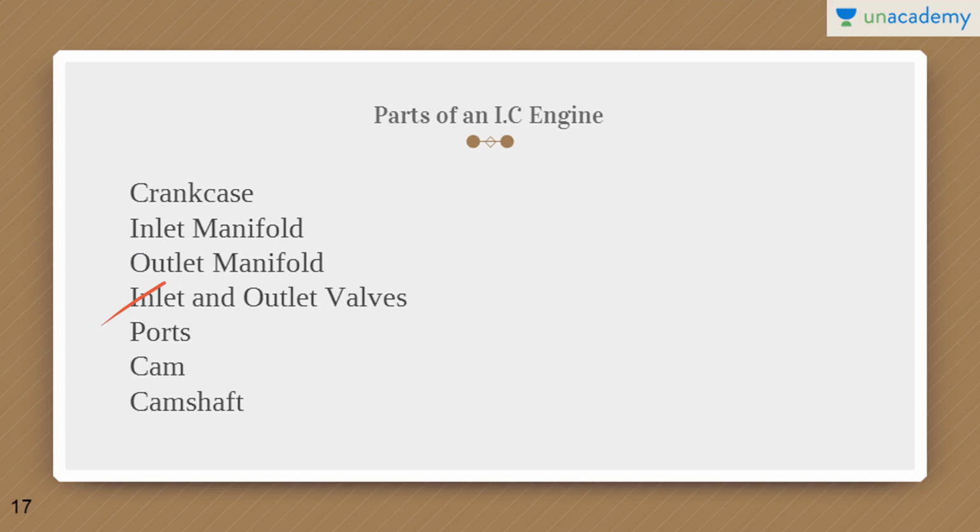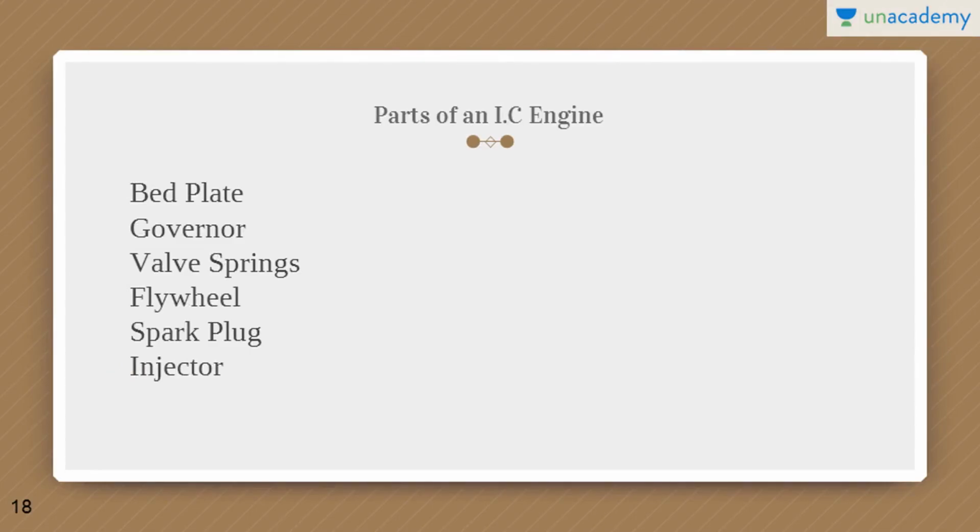of combustion. Then you have ports, which are of 3 types, namely the inlet, outlet and transfer ports. They are passages which are cut circumferentially in a 2-stroke engine cylinder. Then you have something called a cam, which is a machine element designed to control the movement of the valves. And the camshaft is an output shaft which supports the cam. Then the bed plate is nothing but the lower portion of the crankcase. It is held in position by means of bolts.